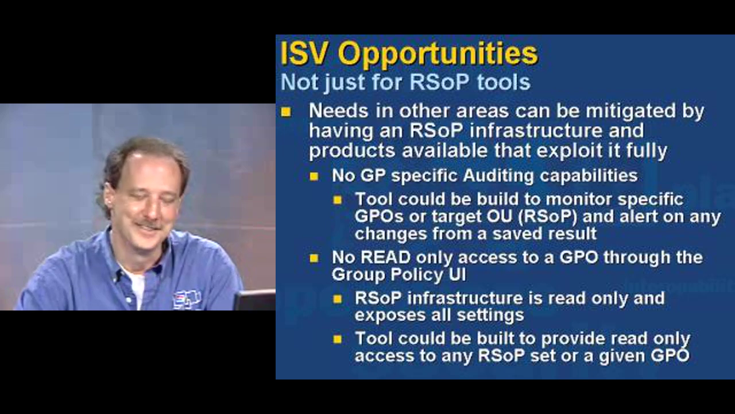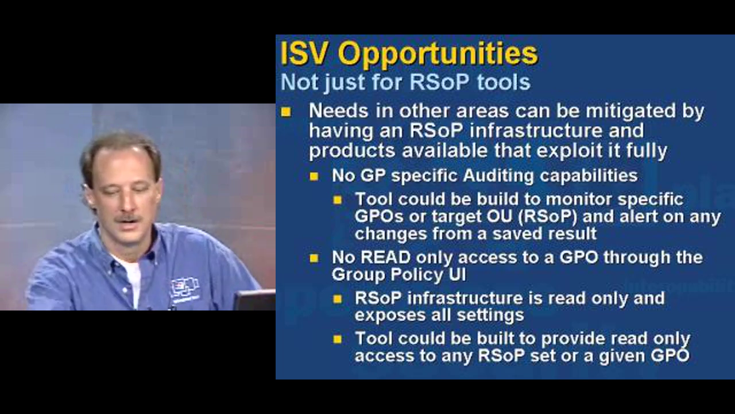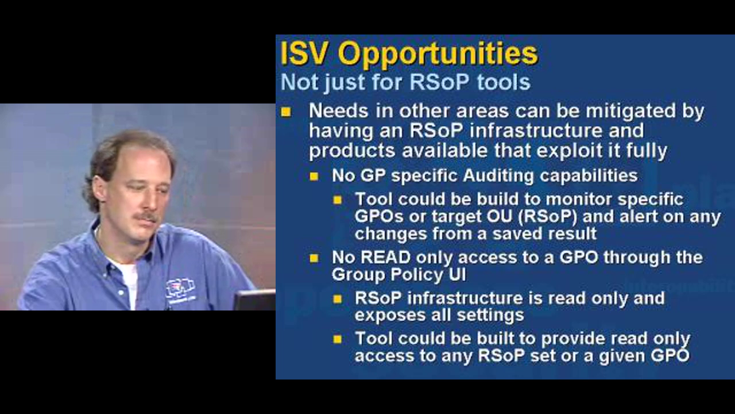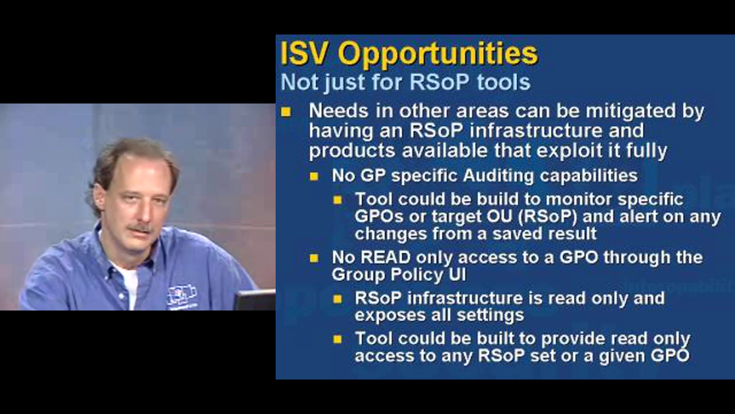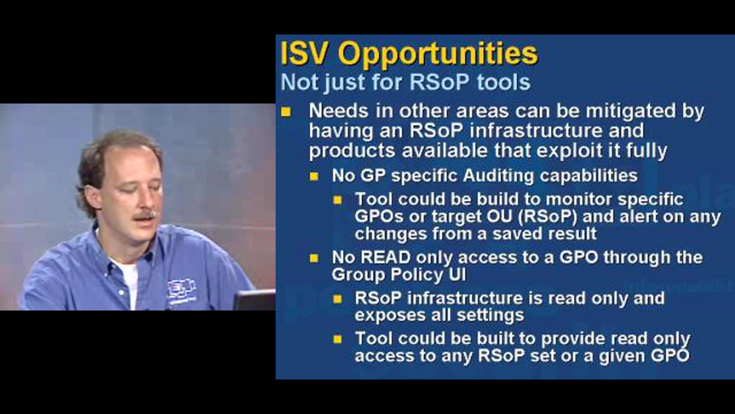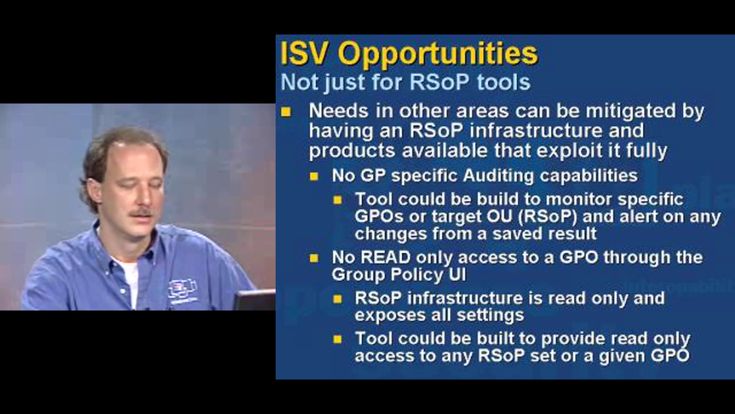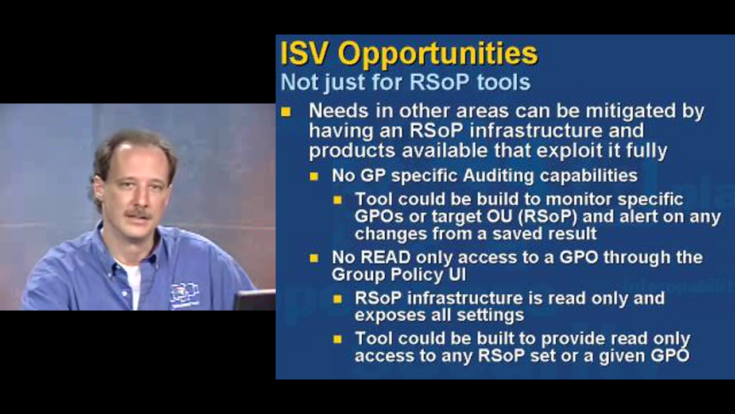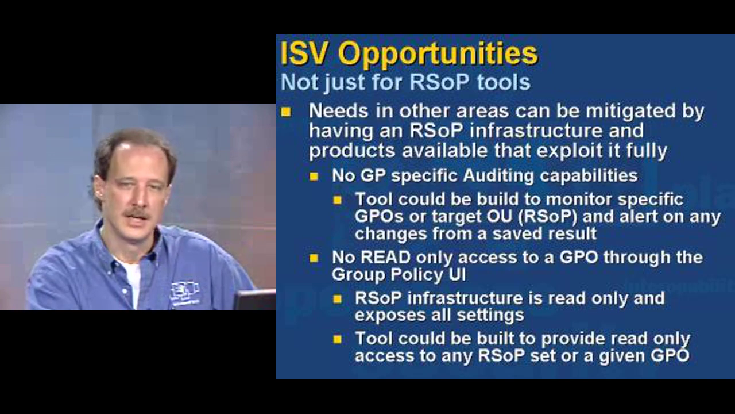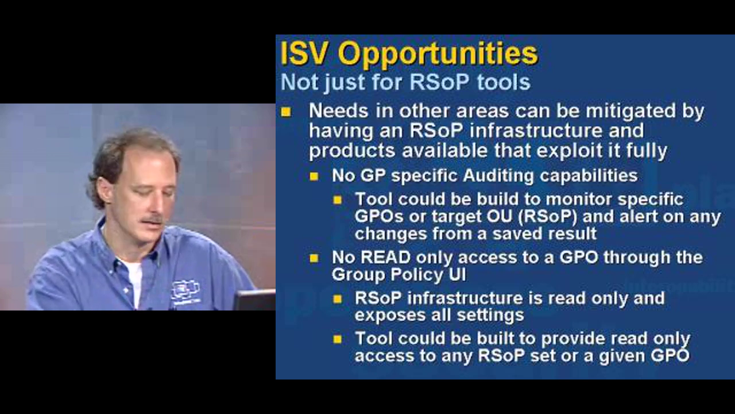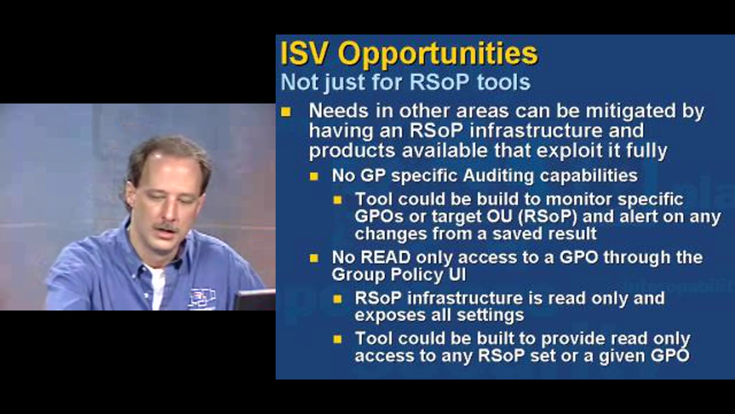Let's see if I haven't already covered all of this. Essentially, I want to make sure that I'm clear that the infrastructure supports not just RSoP tools. The auditing capabilities and the read-only access to a group policy object through the group policy, because there is no read-only access to the group policy snap-in, and the RSoP infrastructure is read-only, it exposes all the settings. If you can make it so that it will expose a single GPO, right? And I could, with this data, certainly build a tool that would surface a GPO on a named basis. Our tool isn't actually doing that, but it is possible to surface that kind of information.